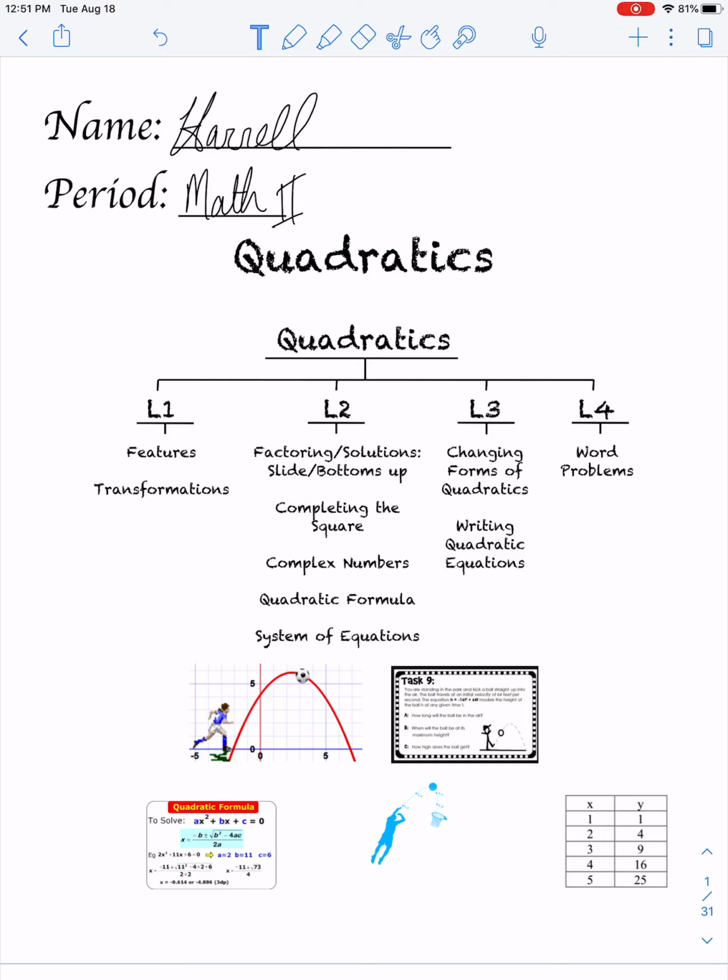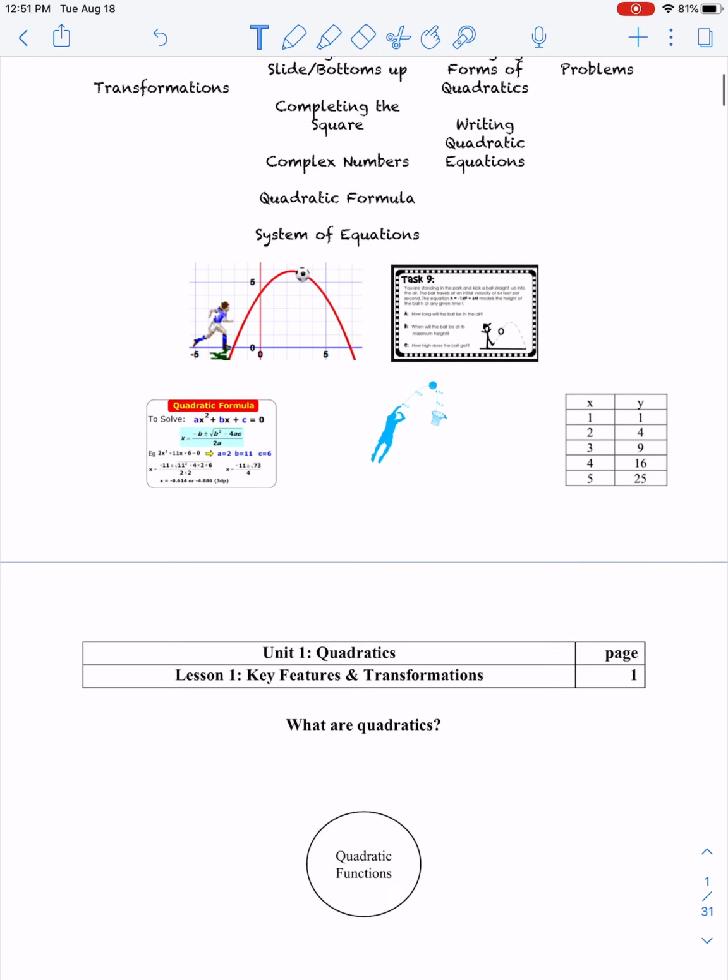Quadratics will be the first unit we cover in Math 2. At the beginning of every unit, I will give you a tree diagram that outlines the unit in its entirety. Starting off with Lesson 1 in Quadratics, we're going to look at the different features of quadratics and also how to transform them.